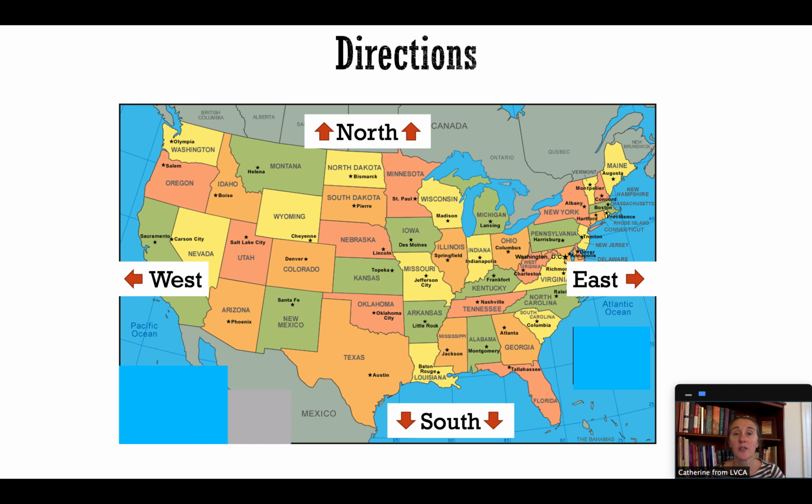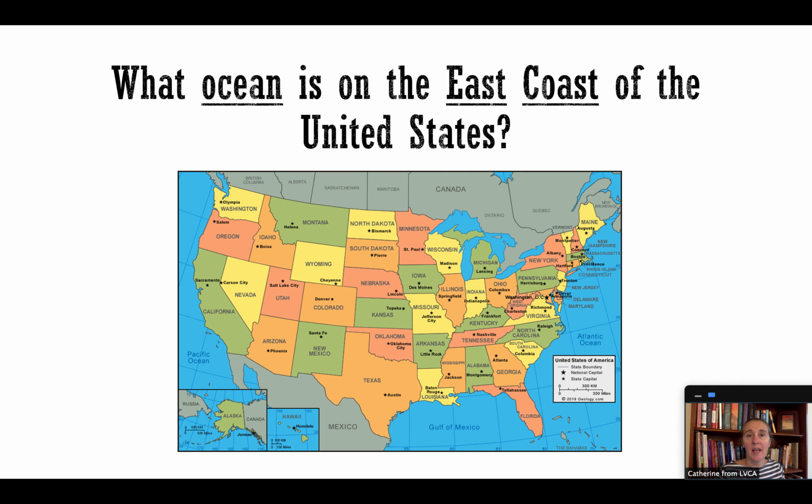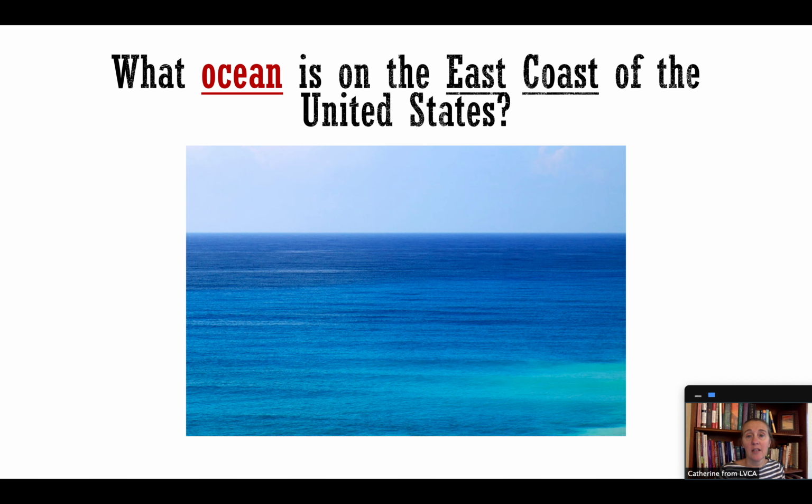To review direction words in English, we have north, south, east, and west. Now to our first civics question. What ocean is on the east coast of the United States?